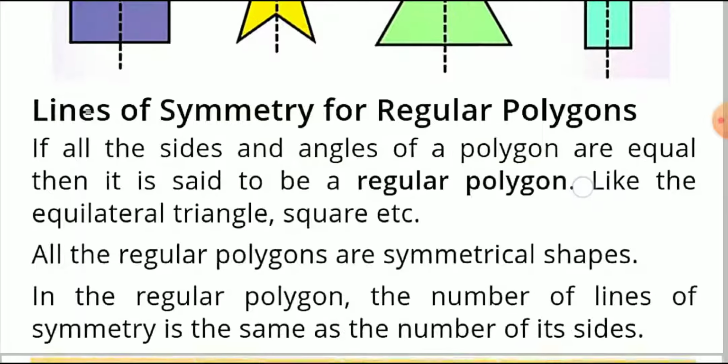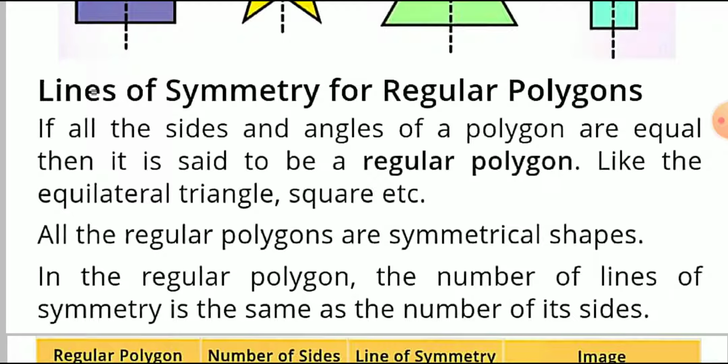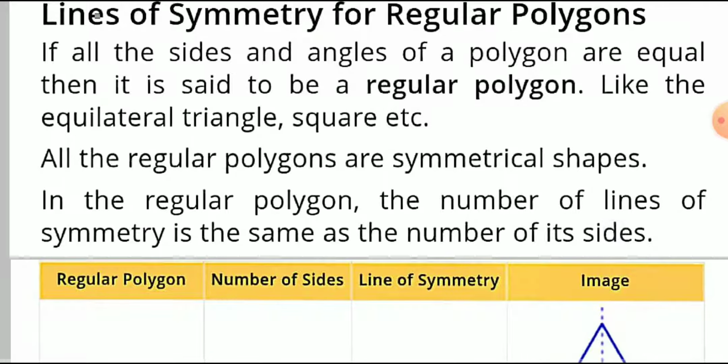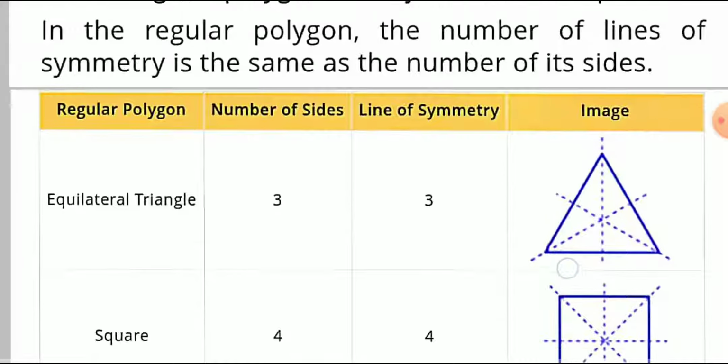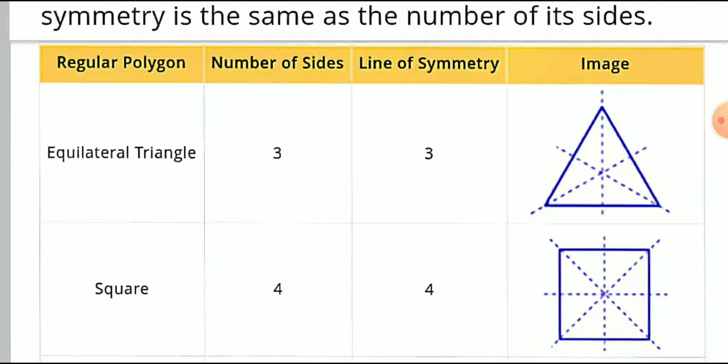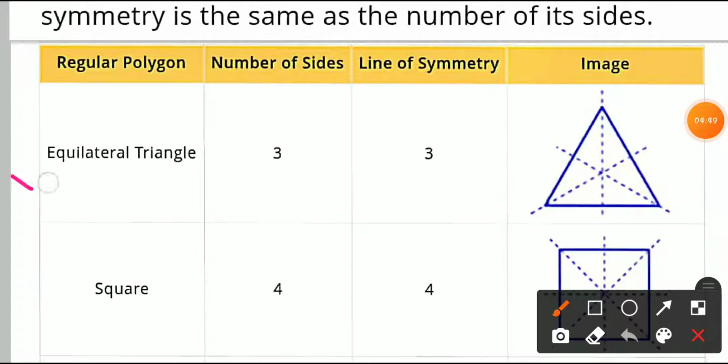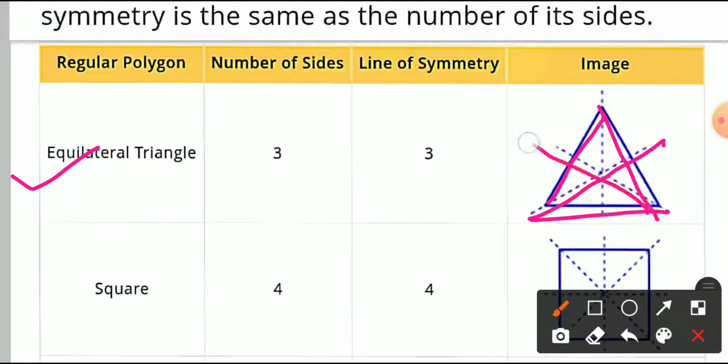All the regular polygons are symmetrical shapes. In a regular polygon, the number of lines of symmetry is the same as the number of its sides. So here I am going to show you some pictures. First picture is of an equilateral triangle. How many sides are there? Three. First, second and third. It contains three sides, and it also has three lines of symmetry. You can see the dotted lines.